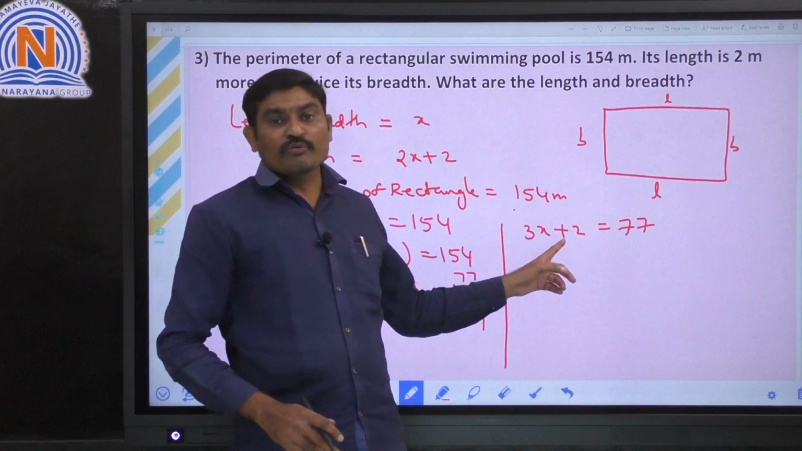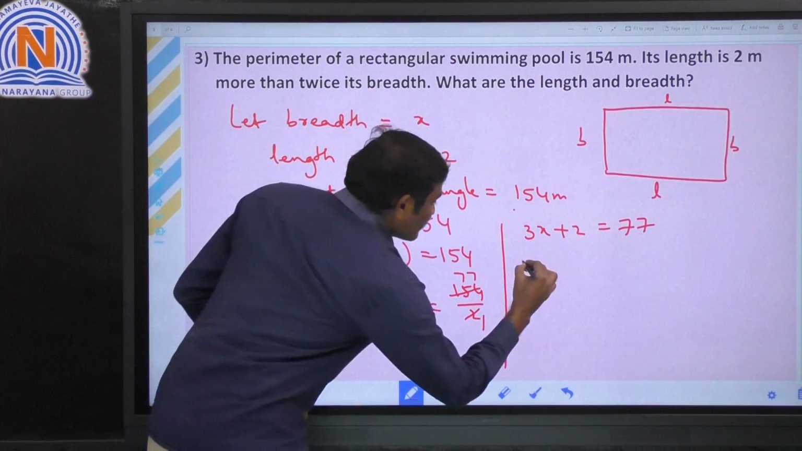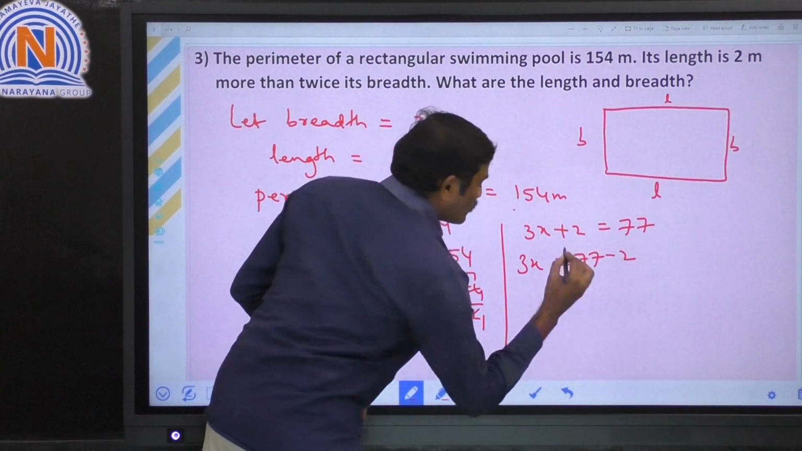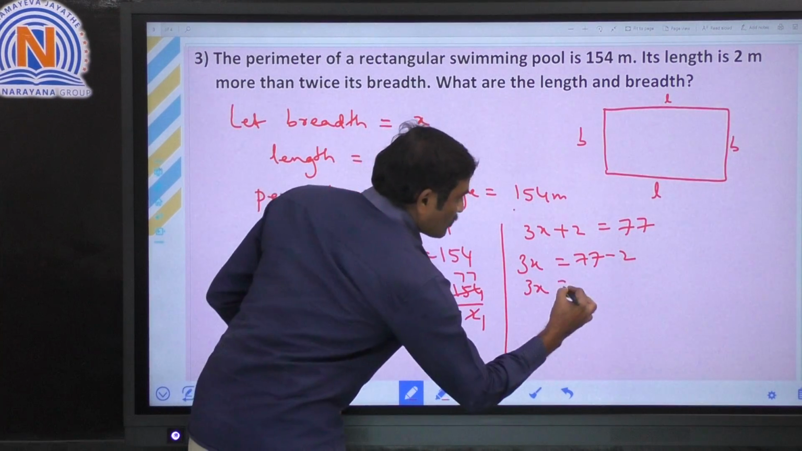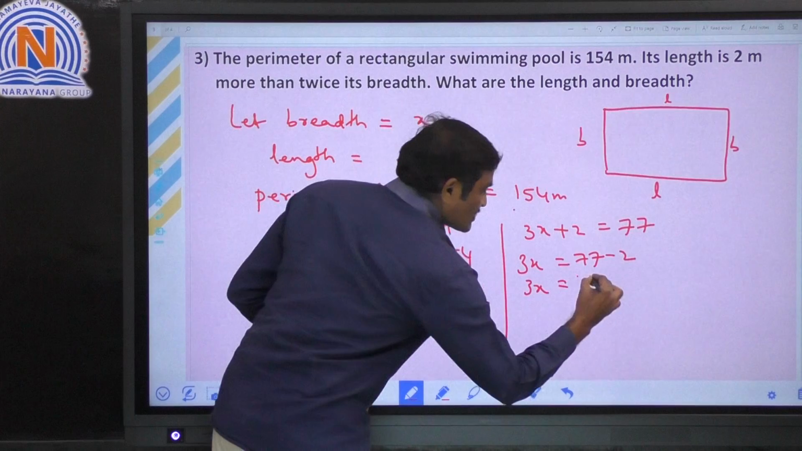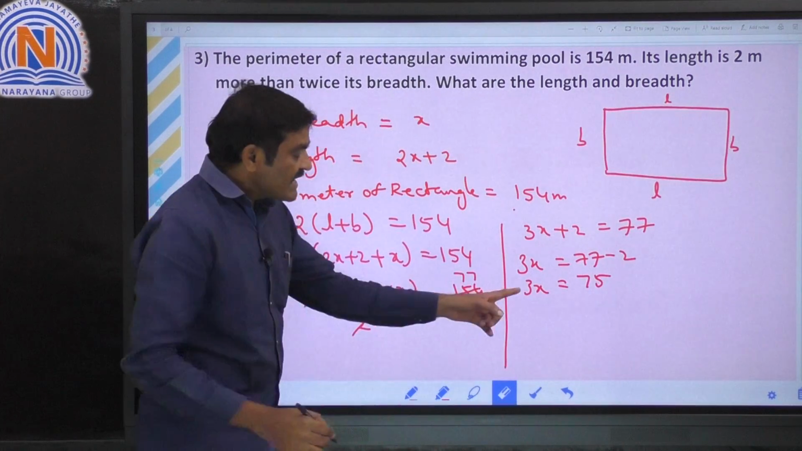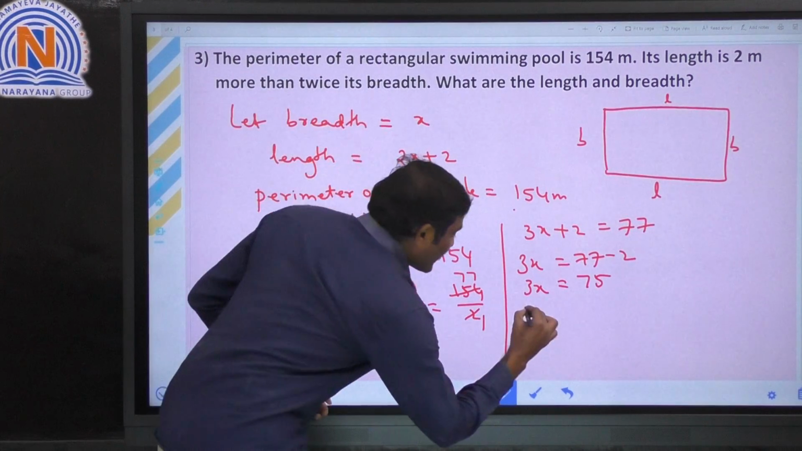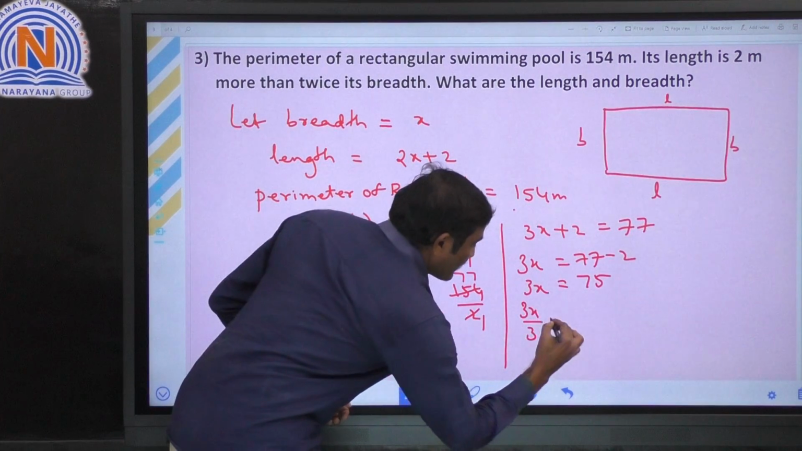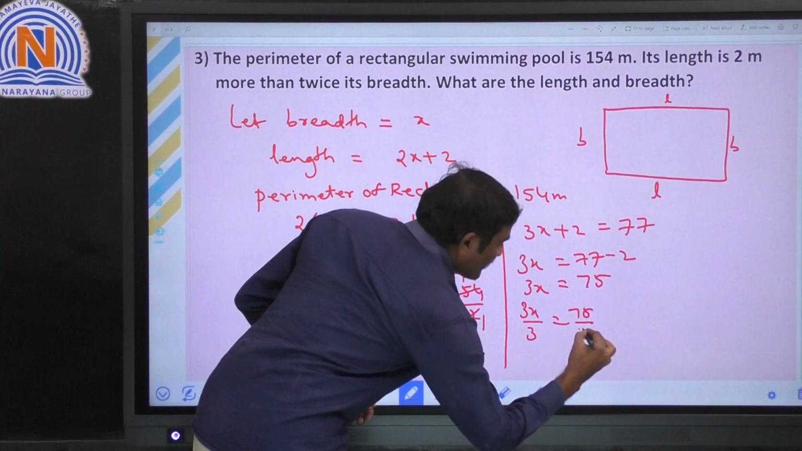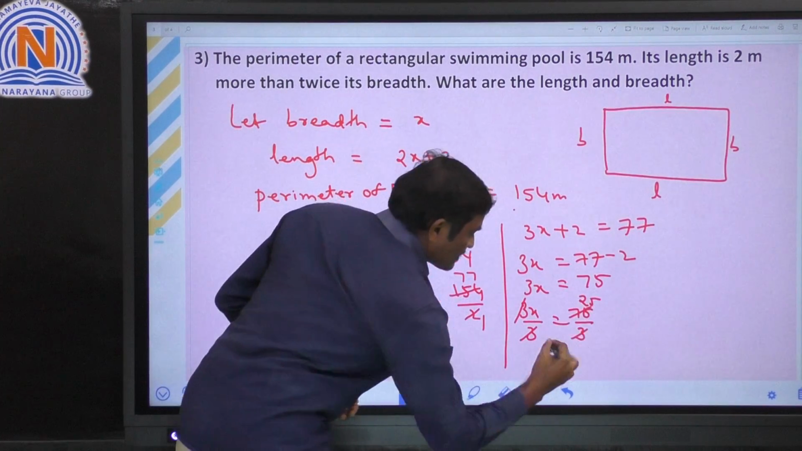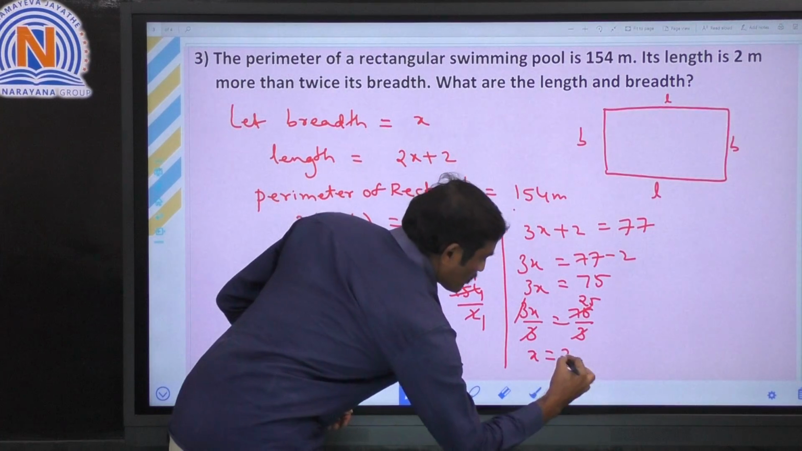Now this plus 2 will be transferred to the right side. 3x is equal to 77 minus 2, then 3x is equal to 75. Now 3 is multiplied with x, then both sides divide by 3. Then we'll get 3x by 3 is equal to 75 by 3. So 3 and 3 cancel. 3 ones 3, 3 twos 6, 3 fives 15, so 25. From this x is equal to 25.